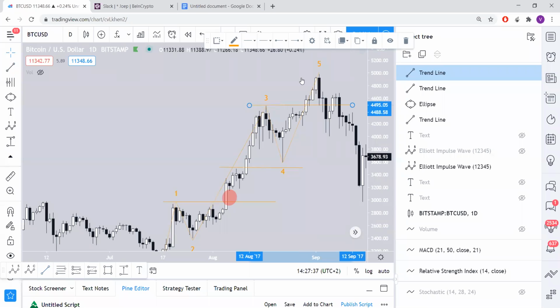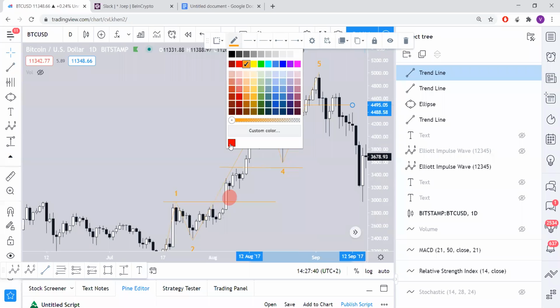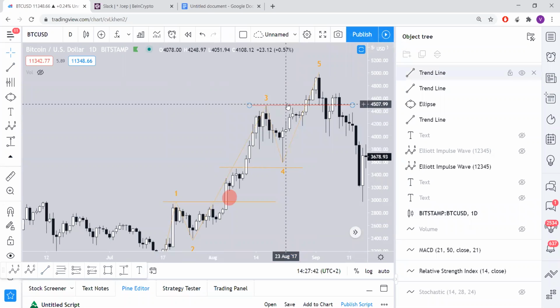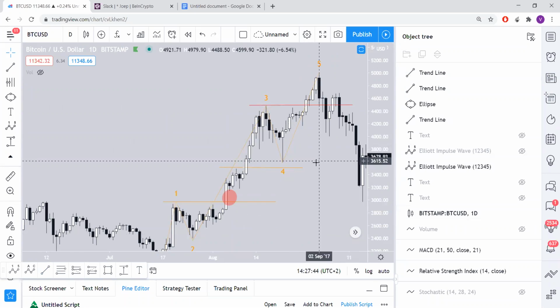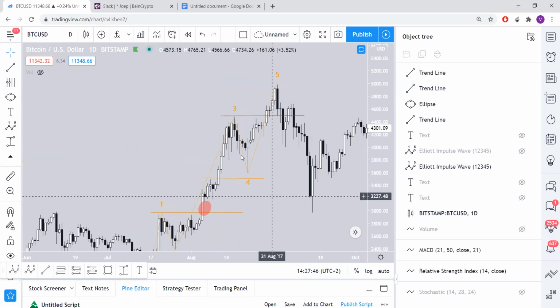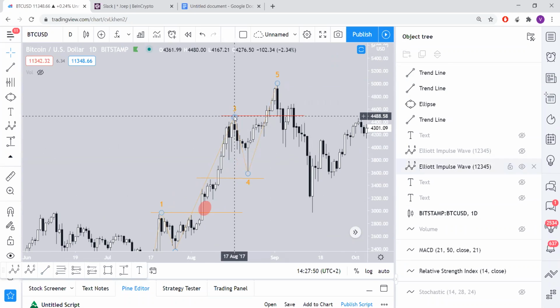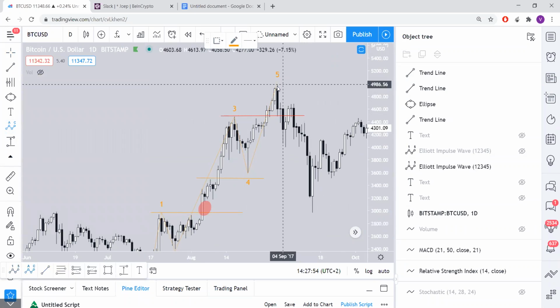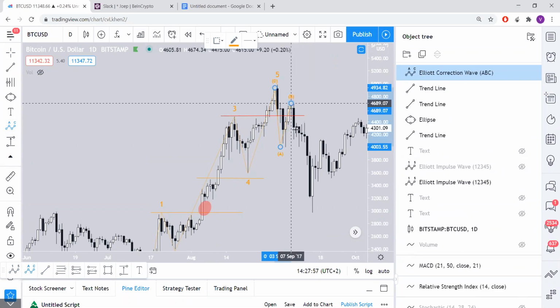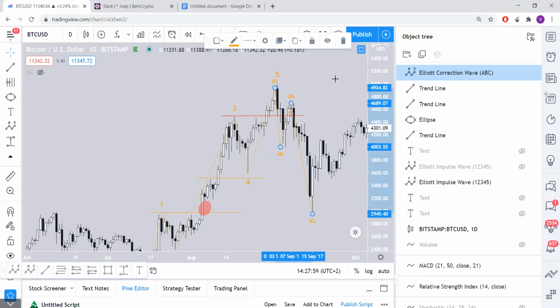And coincidentally, not coincidentally actually, this is the end of this particular pattern, right? So we had five waves up. Once the price broke the previous high, that's usually the end of the correction of the impulse. And here we had this type of ABC down, right?